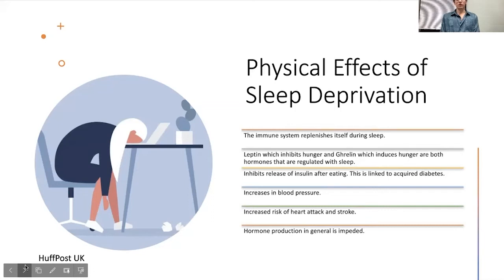Sleep deprivation also inhibits the release of insulin after eating, and this is linked to acquired diabetes. There are increases in blood pressure that happen with sleep deprivation also, and this increases your risk of heart attack and stroke. And hormone production in general is impeded.